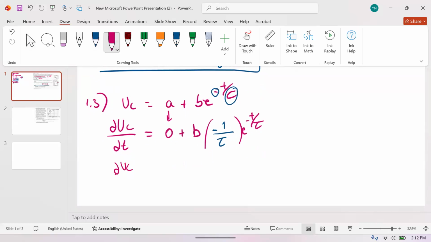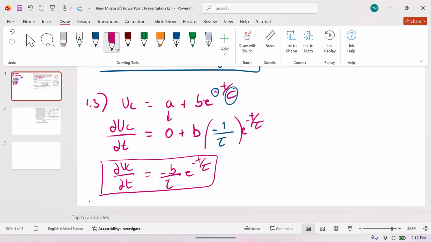So what is duc over dt? It's equal to minus b over tau e minus t over tau. So this is the second step. We find duc over dt. And we expand duc, they already did that for us.